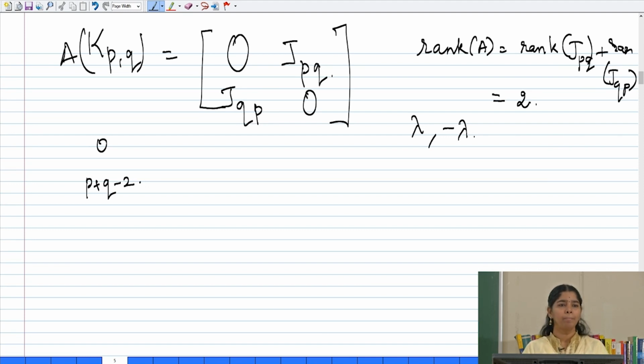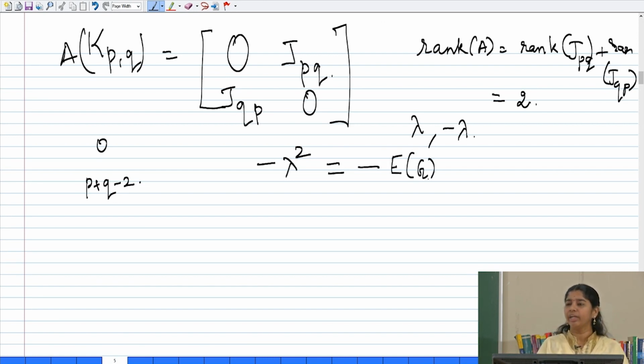So, keeping that in mind, we have 2 non-zero eigenvalues, lambda and minus lambda. Now to find this lambda, we will resort to the 2 by 2 principal submatrices. On one side it is nothing but the product of these 2, because the other eigenvalues are all 0. If you look at all pairings, 2 at a time, only these 2 will exist. So I will get minus lambda square. The right hand side is the sum of all 2 by 2 principal minors, which is the negative of the number of edges, E of G, as we have already said.